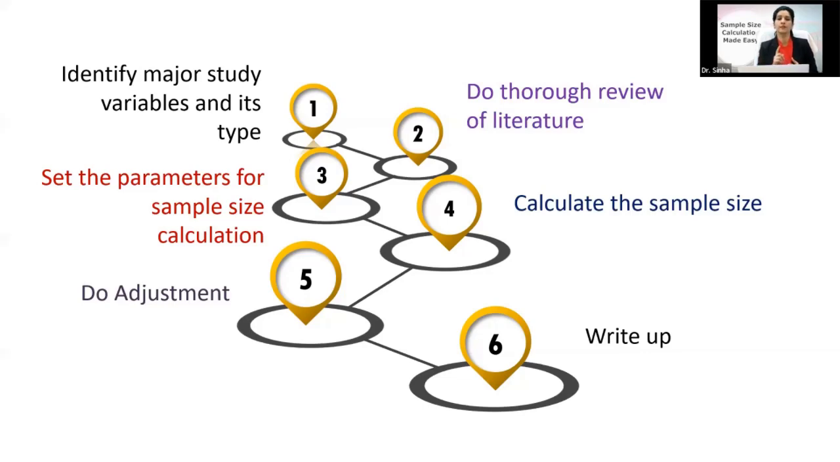You have to identify the major variable, then you have to do a thorough literature review to get the parameters. Then you have to set some parameters, depending on whether your study is an analytical cross-sectional or a descriptive cross-sectional, like the value of alpha, precision, etc. Then calculate the sample size, do the adjustment, and then do the write-up. We will see each step one by one.